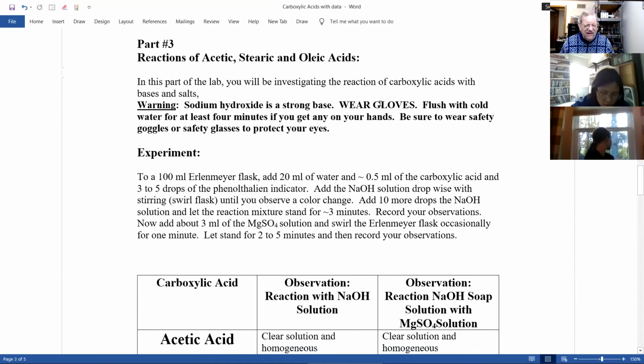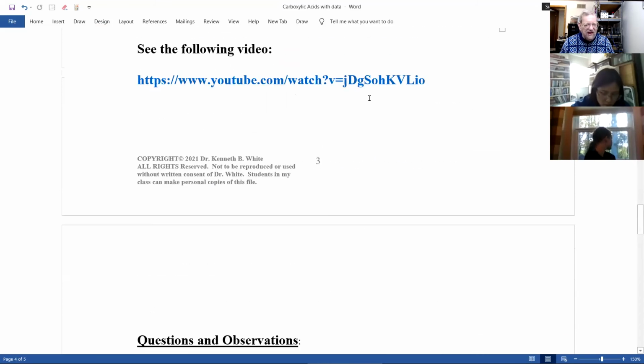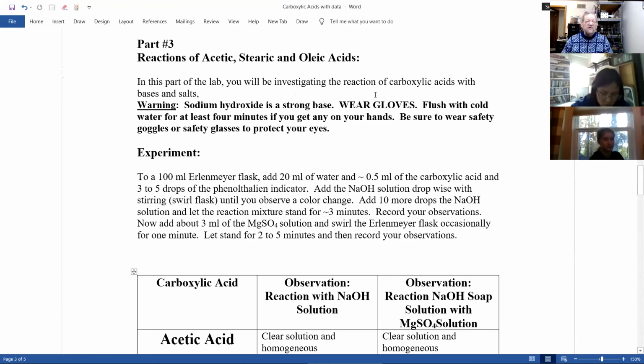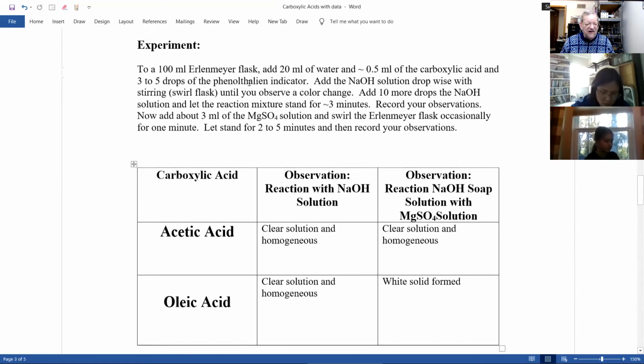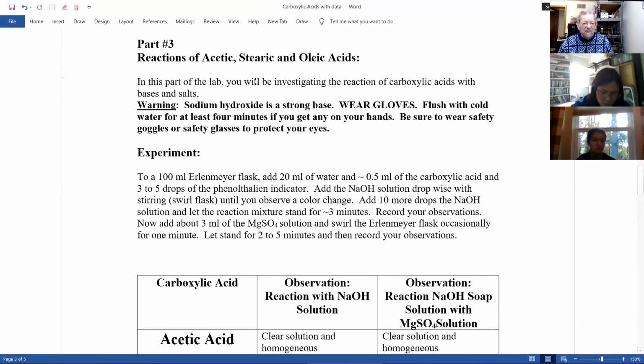Now, the last part, yep, that's the last part. We're going to be doing 2 reactions. And that's the reactions of stearic. Actually, it says stearic up here, but we're only going to do acetic and oleic. Now, you're going to have an Erlenmeyer flask, and that's a flask that allows you to stir things by just using wrist action with your hand, and you'll put in some of the carboxylic acid and some phenolphthalein indicator.